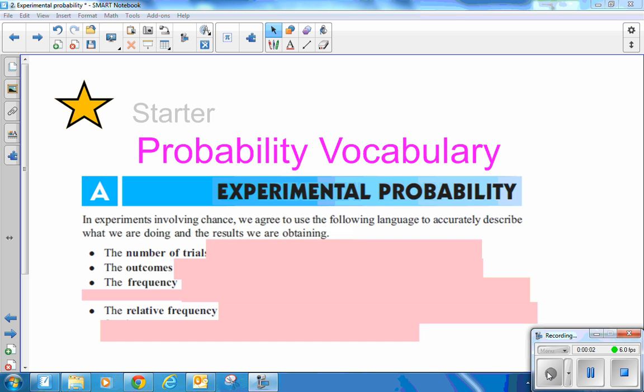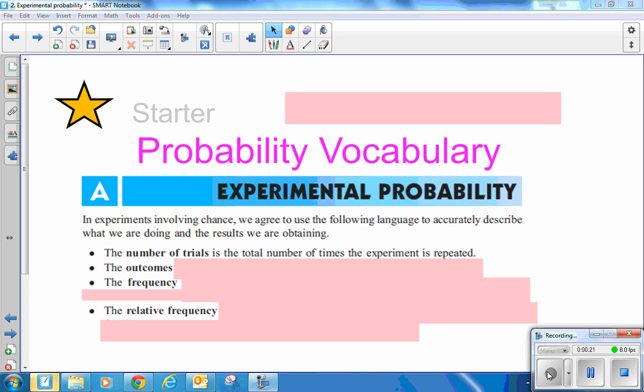Okay, today we are going to do experimental probability. You're going to need those words to be able to do the exercises. So the first one is the number of trials. The number of trials is the number of times that you do that experiment. So if I toss a coin 200 times, that's the number of trials for that experiment.